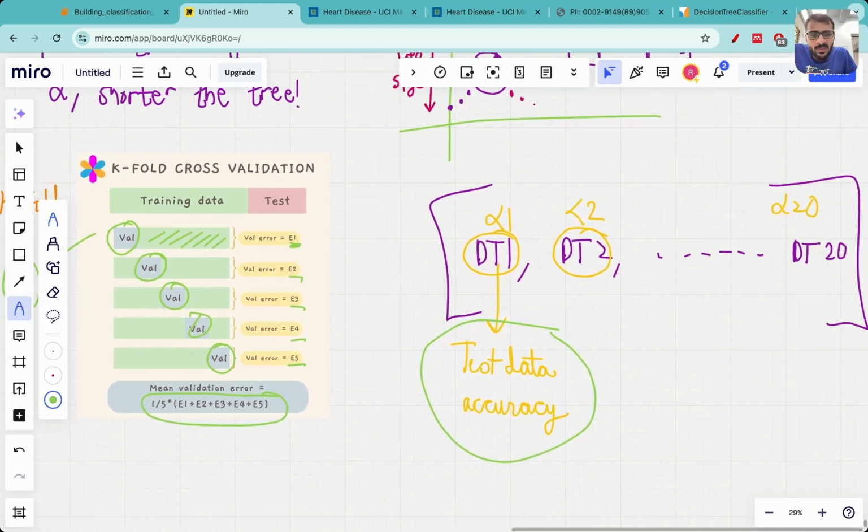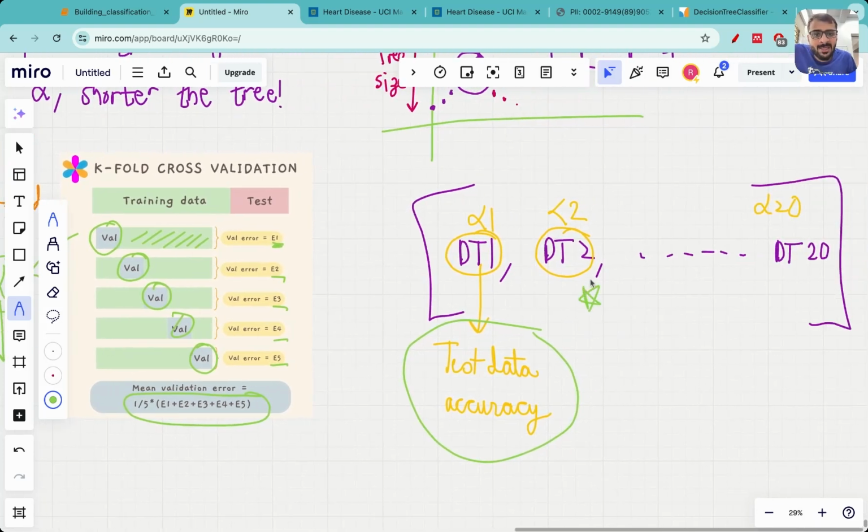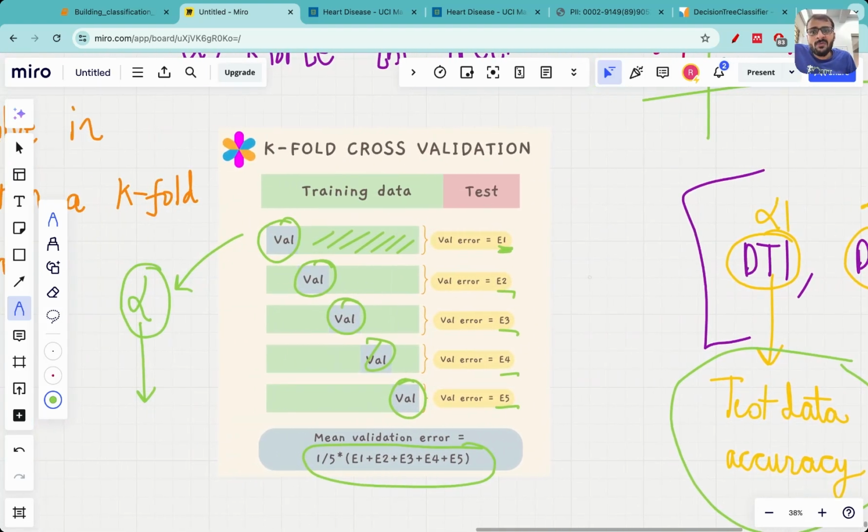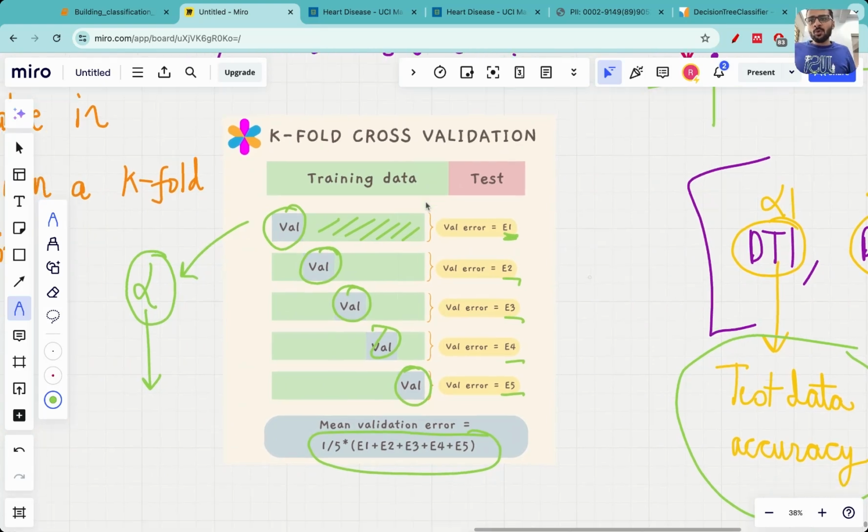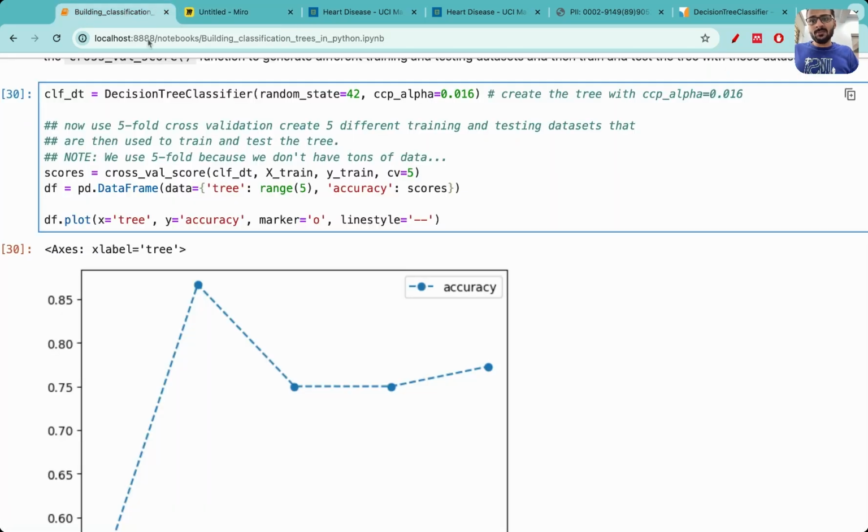This is much better than what we did in the previous step. We just looked at one training and testing data set, right? The five-fold cross validation allows you to use different validation sets, which makes sure that the alpha values which you are using are robust.